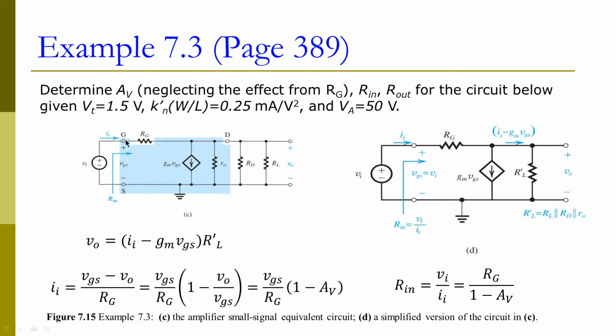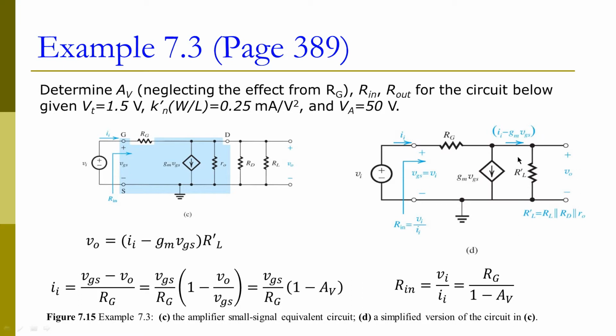It is connected between the gate and the drain, and we have this Rg here. This will give us the total small signal model. And we have these three resistors here, Ro, Rd, and Rl. Now these can be combined into a single one, that is Rl prime.